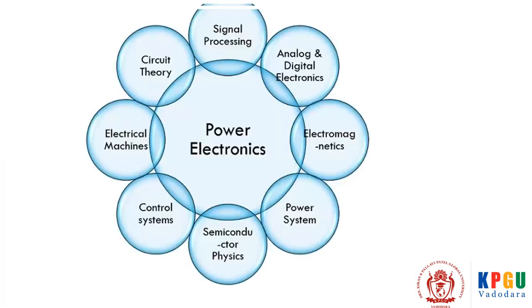So far as electrical engineering is concerned, power electronics has intersection with all these different fields: circuit theory, electrical machines, control systems, semiconductor physics, power system, electromagnetics, analog and digital electronics, signal processing. So it has interaction with all the different fields of electrical engineering, right? So this was the very first session, very first lecture, very first video, just to explain what is power electronics.